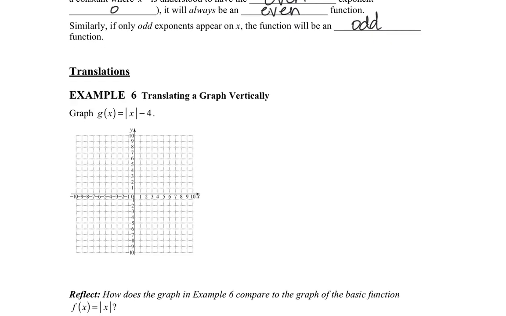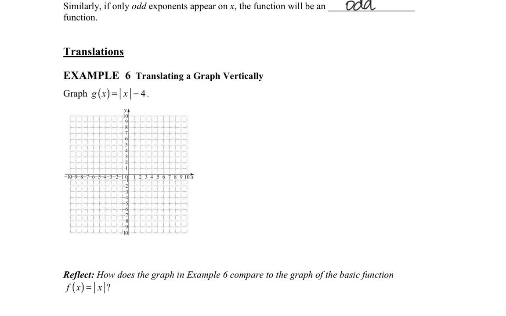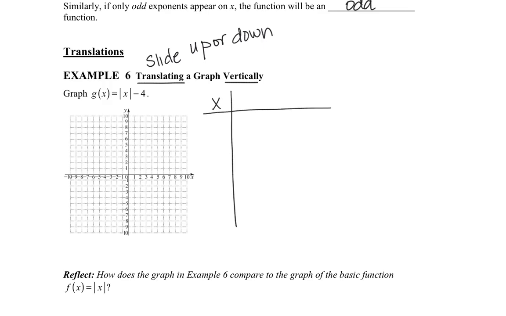All right, so let's talk about translating a graph vertically. So translating, we're talking about sliding up and down. All right, so they give us this absolute value of x minus 4. So what we're going to do is choose some x values, and we're going to do the absolute value of x, and then the absolute value of x minus 4. I'm just going to choose some positives and some negatives.